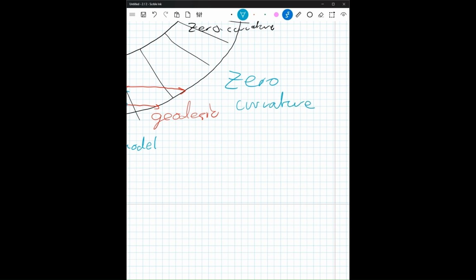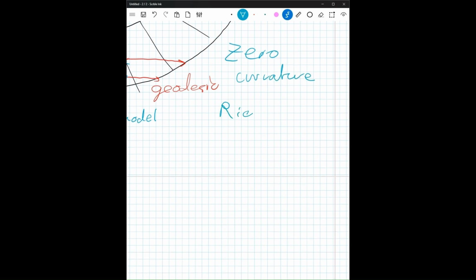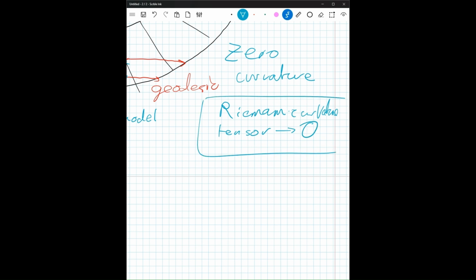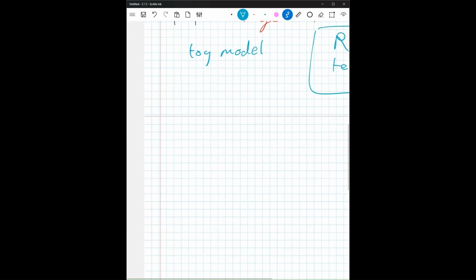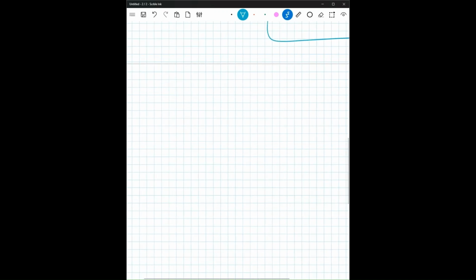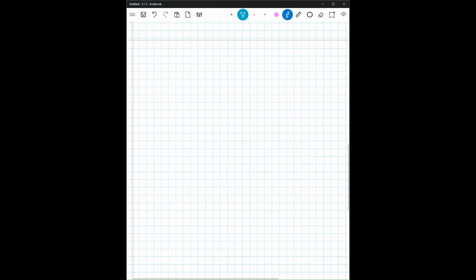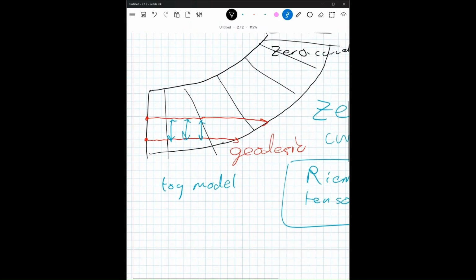And if you were to calculate the Riemann curvature tensor, all of its entries would be zero. This is very important if you want to understand general relativity and do a course or learn about the mathematics. It's very beautiful, it's awesome, but this is flat spacetime.